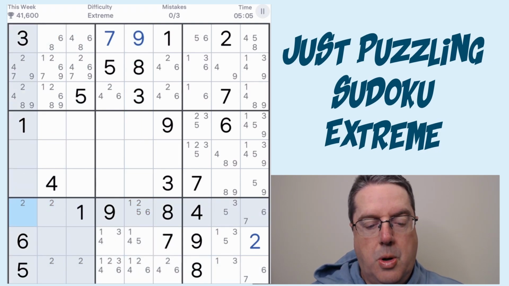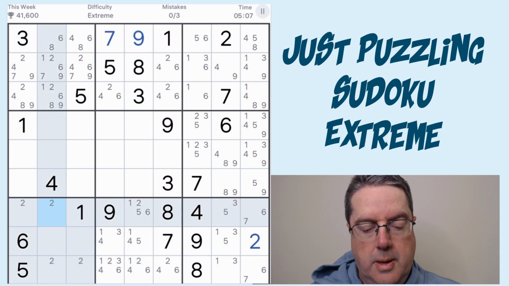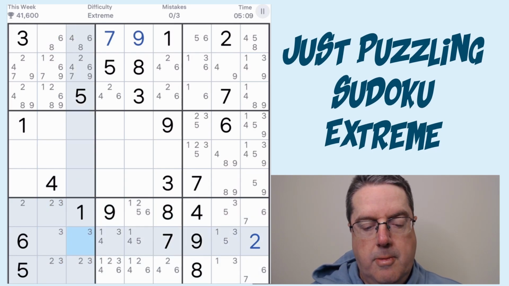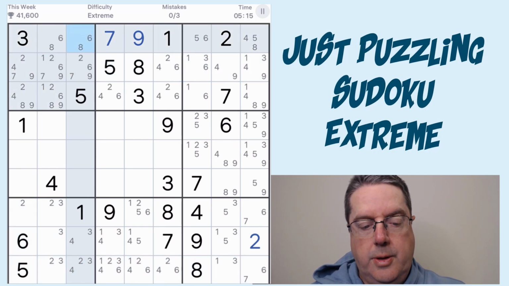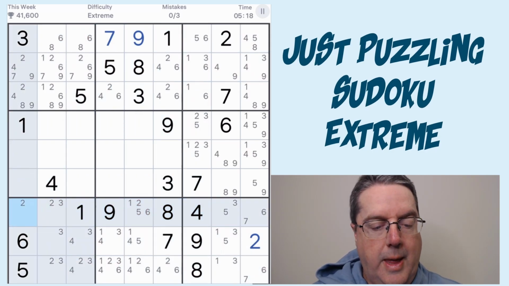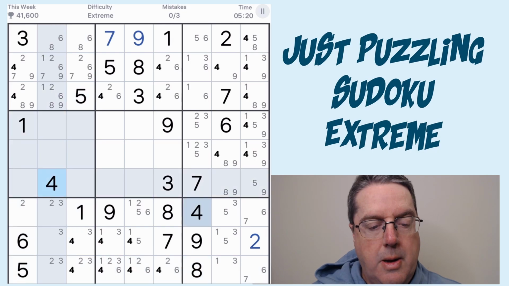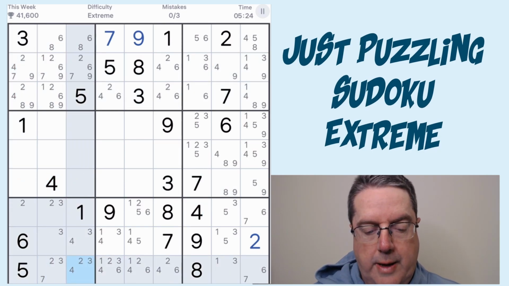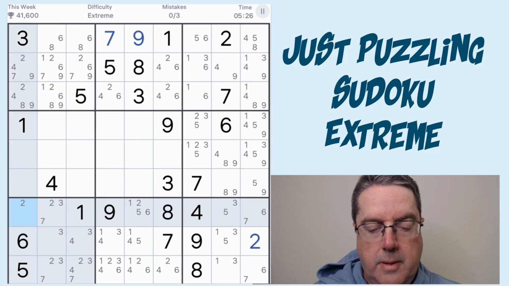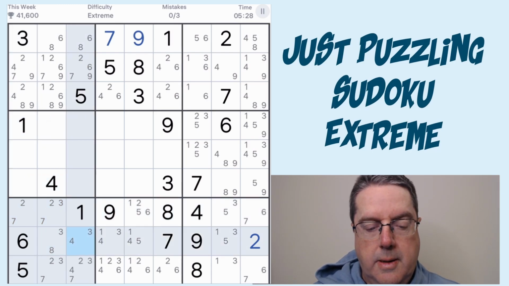2, top and bottom row, 3, 4. So 4 can be taken out of these two, right? Because 4 can't be there and it can't be there. So that's that. 4 there, which means those have to be a 4. 5, 6, 7, 8, and 9.